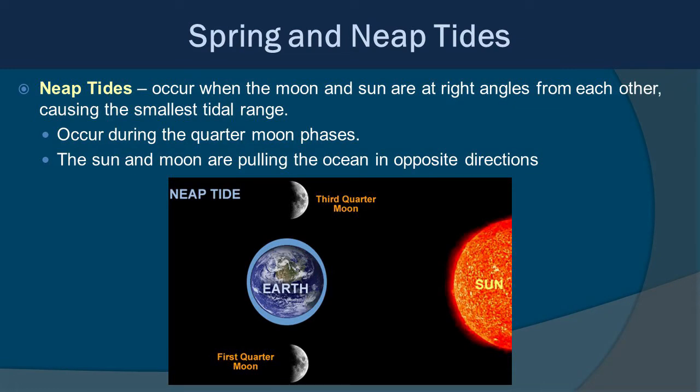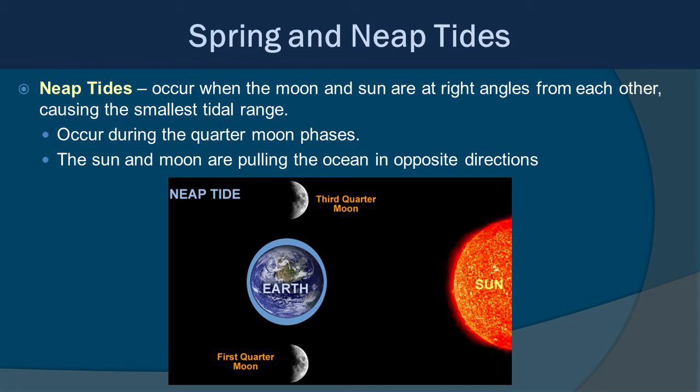Now, neap tides are the flip of that coin, right? They occur when the moon and the sun are at right angles from each other, causing the smallest tidal range. This occurs during the quarter moon phases. So again, if you look at that diagram, third quarter and first quarter, at that point, you could draw a line through the earth and there'd be a 90-degree angle going to the sun from the moon, earth, and sun. So you've got that change.